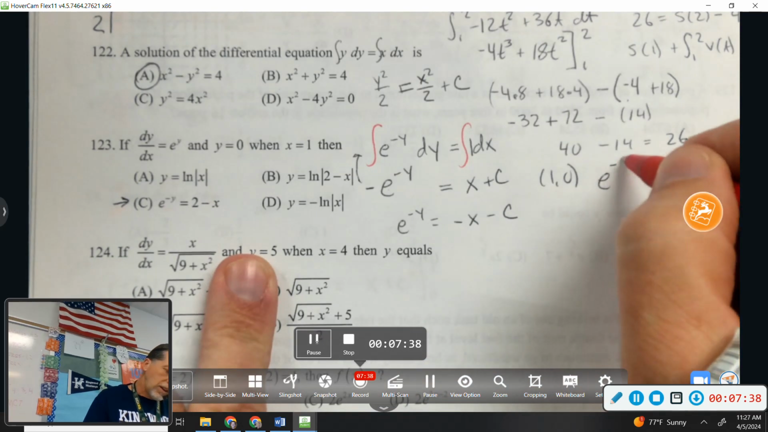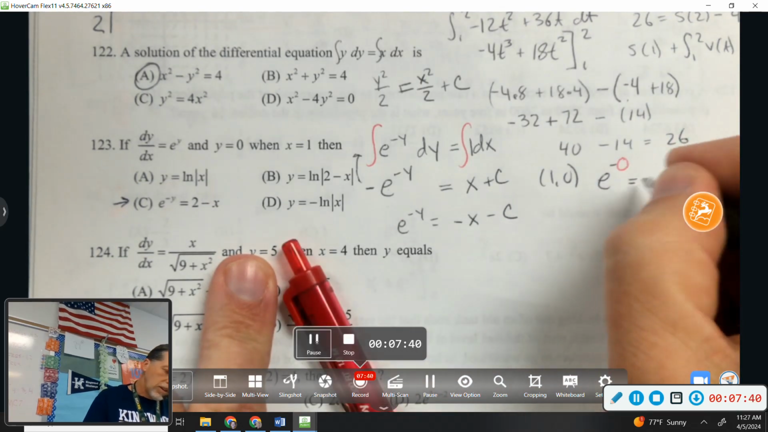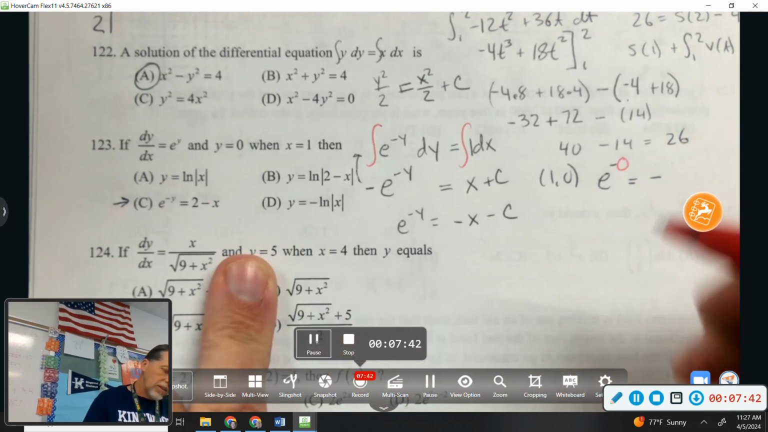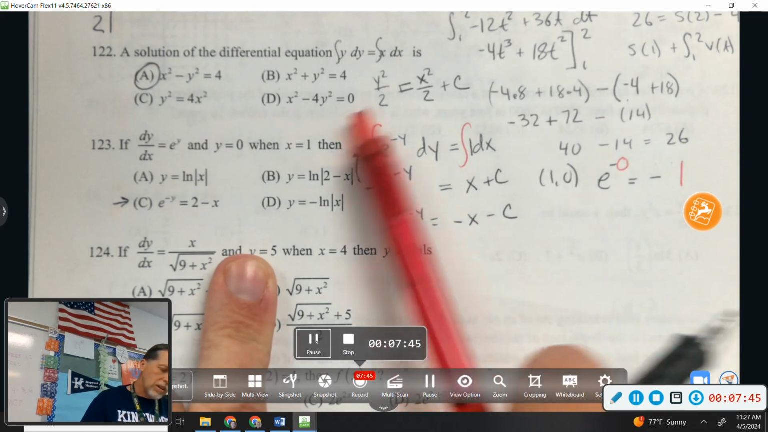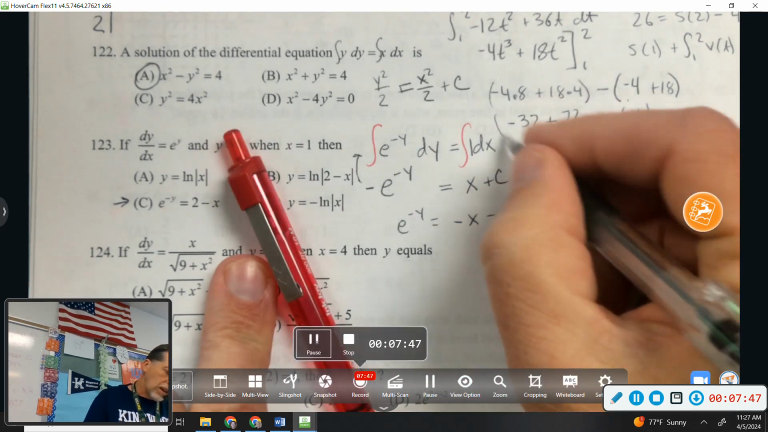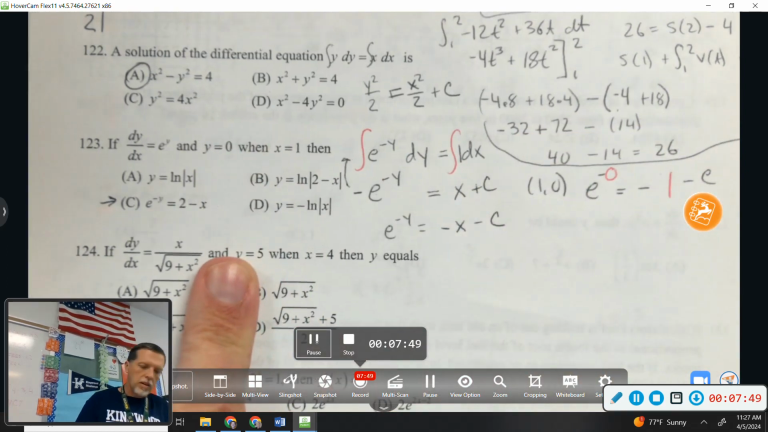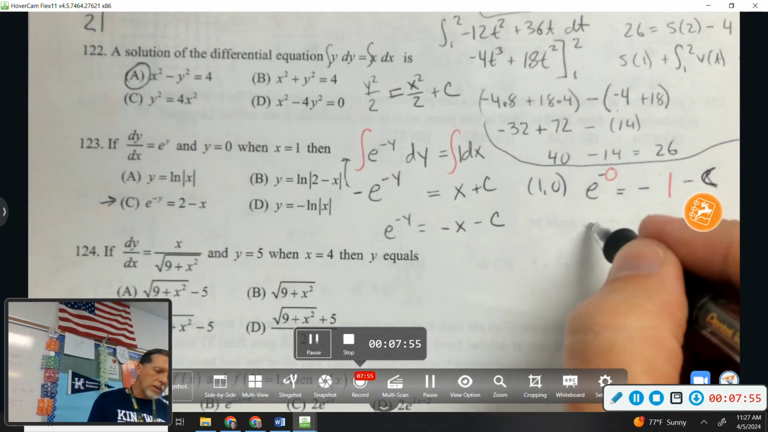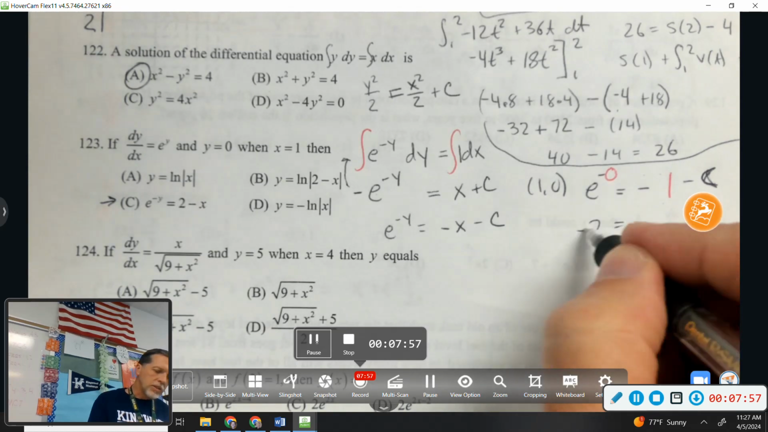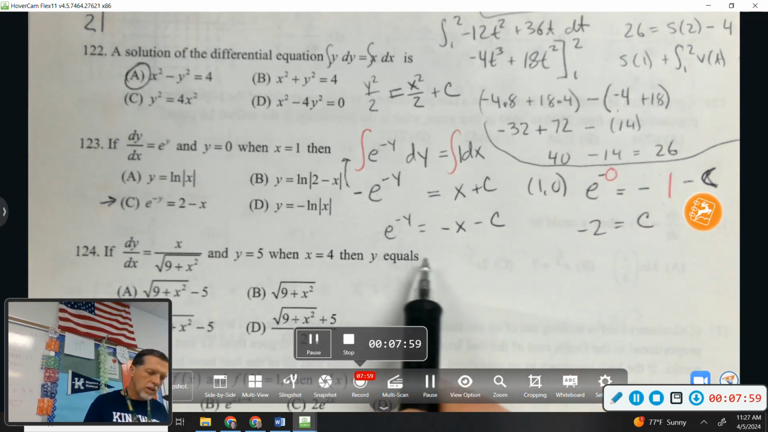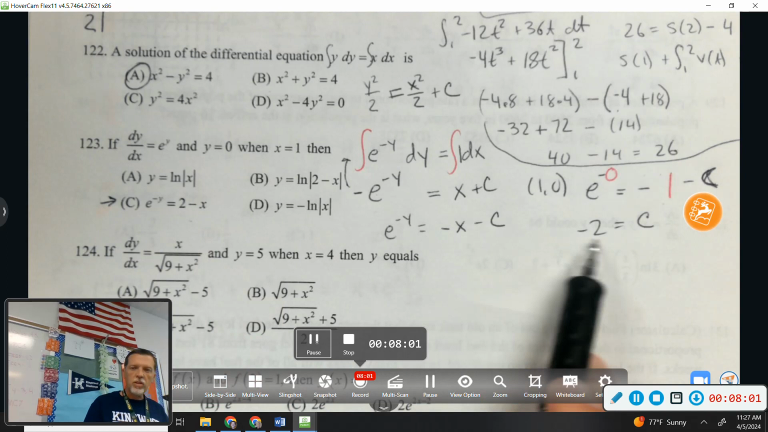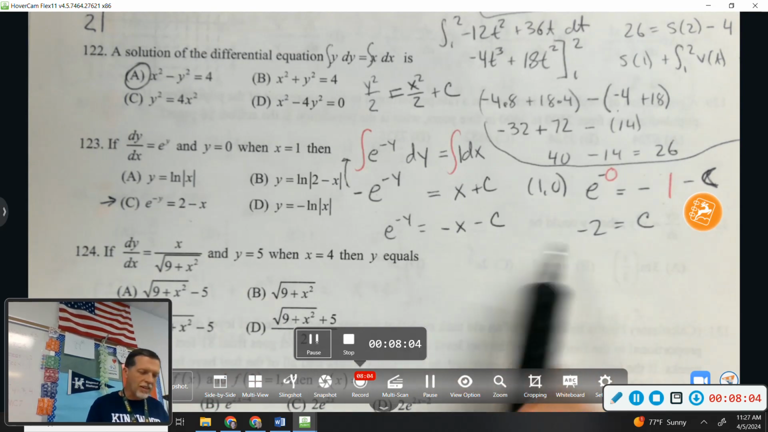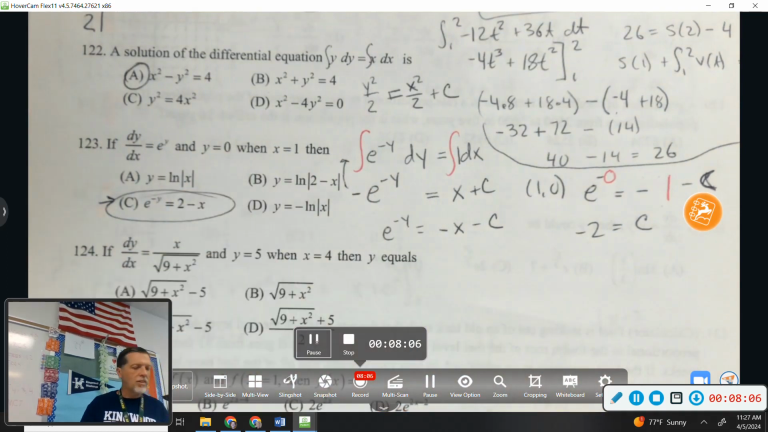So e to the 0 equals negative 1 minus c. Oh, that's a c, not an e. E to the 0 is 1. Add the 1 over. I get c equals negative 2, which works because this is minus negative 2. So it is c, and I didn't really have to solve for y.